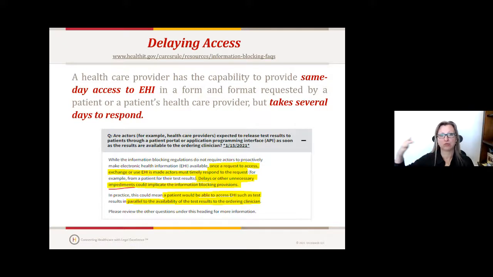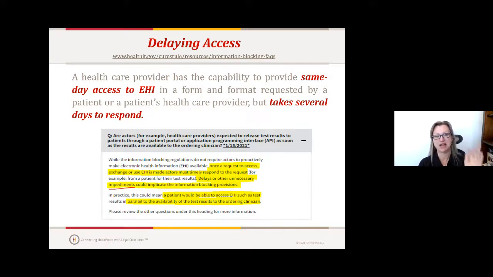Okay, so if there is no request, there is no information blocking. So this question of proactive pushing of EHI into the patient portal is simply a misunderstanding. Now, the question came up: does a patient who creates an account constitute a request? Well, creating a patient portal account in and of itself is not a request, unless, of course, you have promised the patient that there's going to be certain data in there.